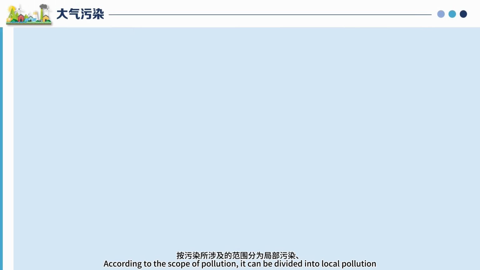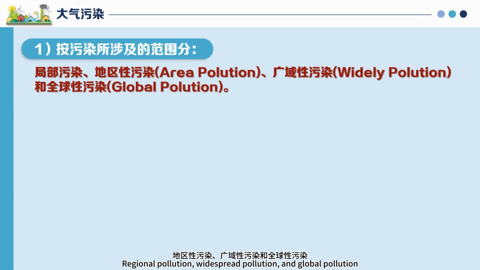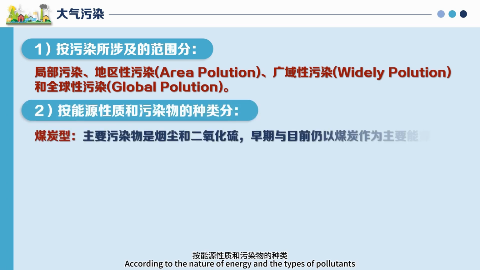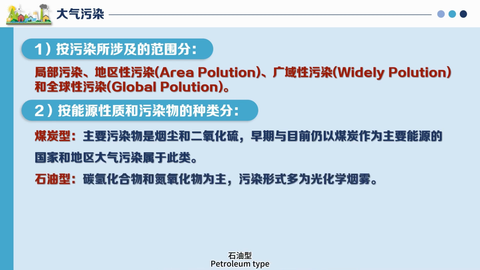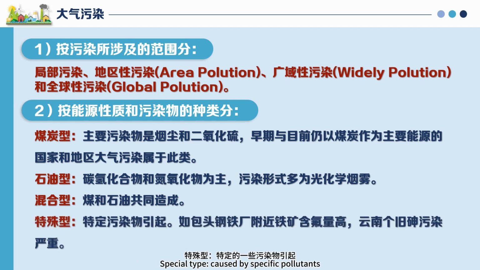Air pollution, according to the scope of pollution, can be divided into local pollution, regional pollution, widespread pollution, and global pollution. According to the nature of energy and the types of pollutants, it is divided into coal type, where the main pollutants are smoke and sulfur dioxide. Petroleum type, mainly composed of hydrocarbons and nitrogen oxides. Mixed type, jointly caused by coal and oil. Special type, caused by specific pollutants, such as fluorine and arsenic.